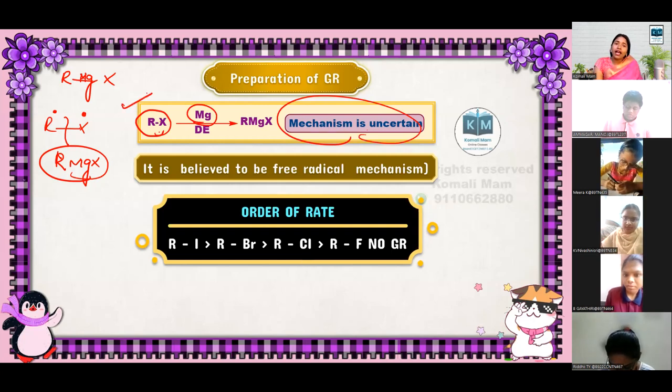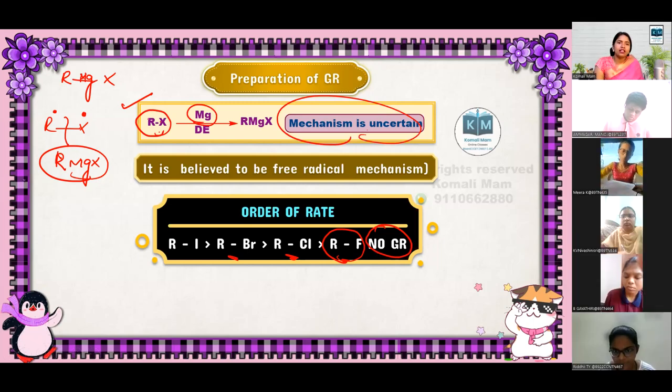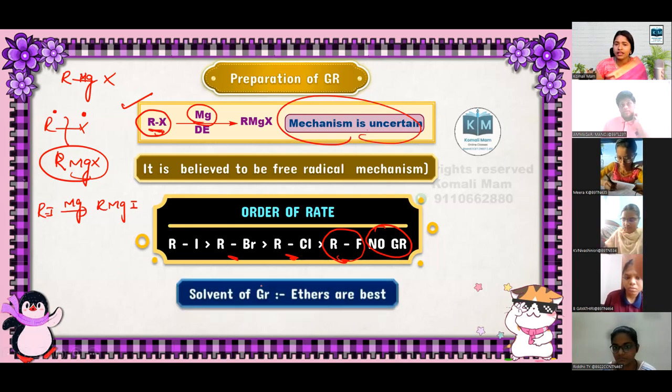But which type of alkyl halides reacts faster? RI reacts fastest, then RBr, then RCl. Then RF: see, RF gives no Grignard reagent. RF is least reactive and does not get involved in Grignard reagent formation. Mostly RI, RBr and RCl. The R-I bond is very easy to break. If you take RI and Mg, which Grignard reagent will you get? RMgI. You just insert magnesium into the alkyl iodide. That's it.